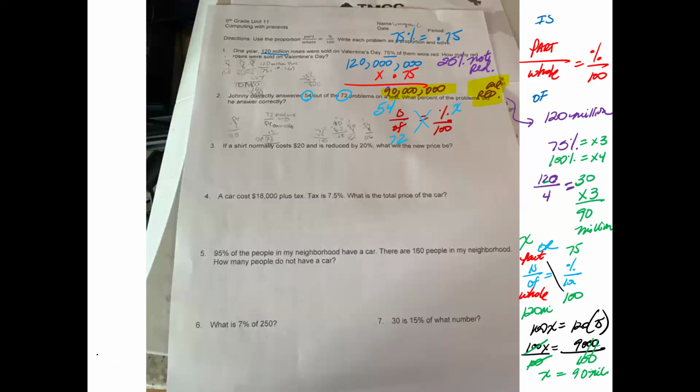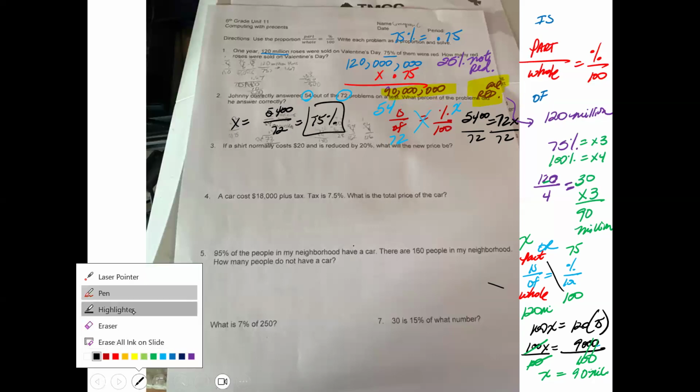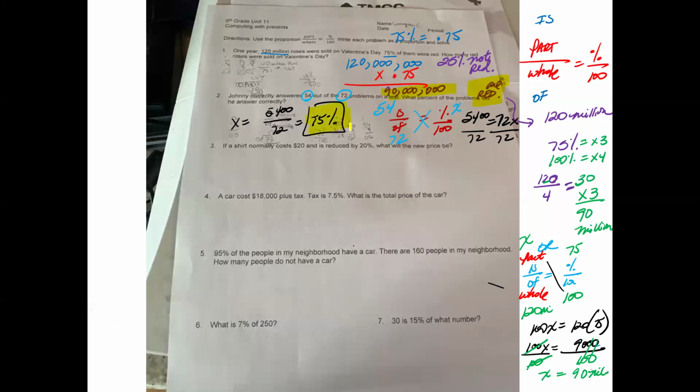So now you just cross multiply, right? So grab your calculator. 54 times 100 is 54 with 2 zeros, equals 72x. How do I get rid of the 72? Yeah, so x equals 5,400 over 72. So divide that. What does that give you? And that makes sense because 54 is pretty close to 72. It's over half, right? Okay.